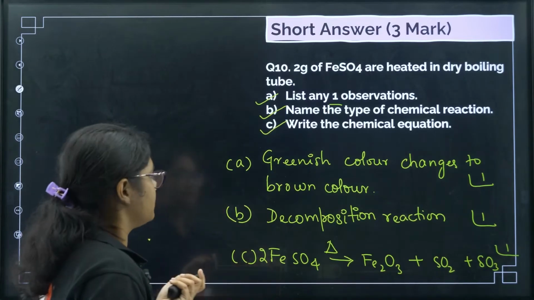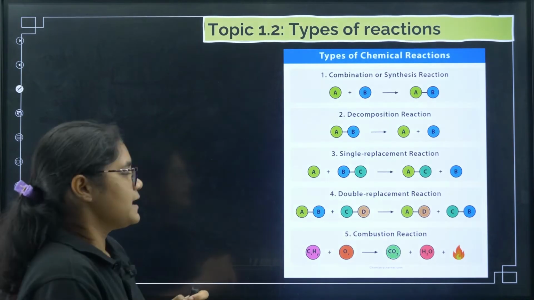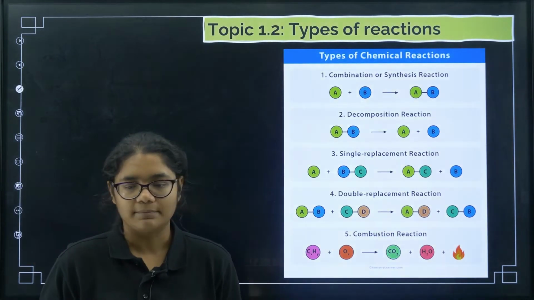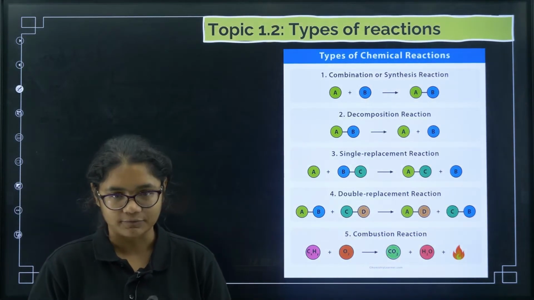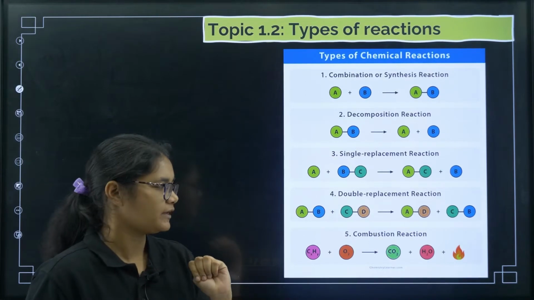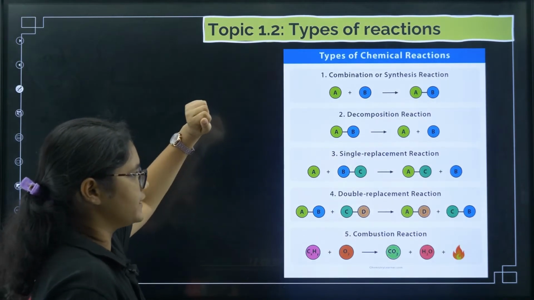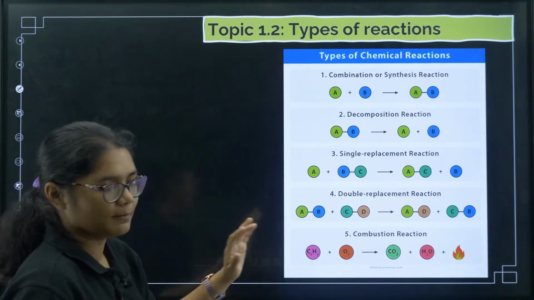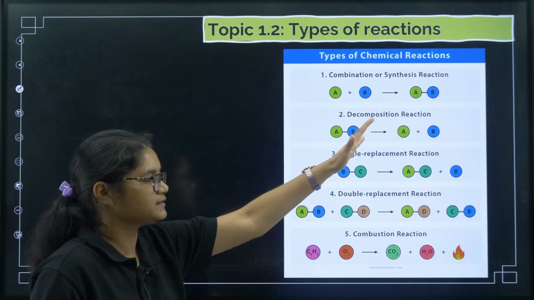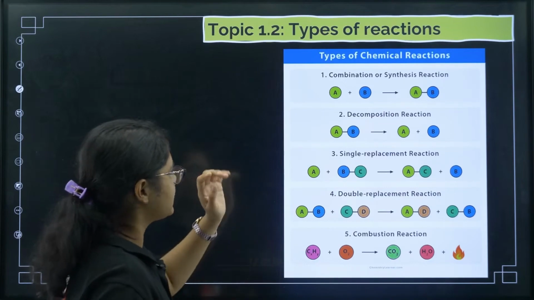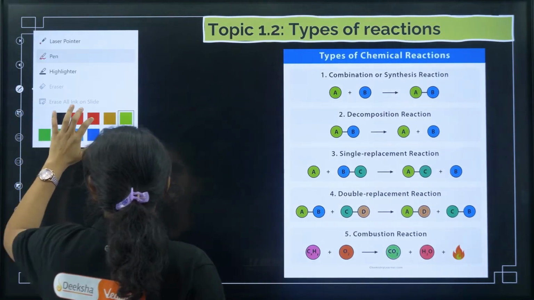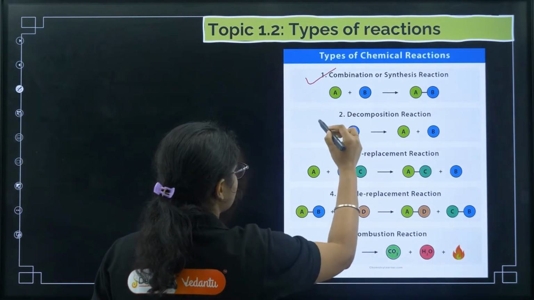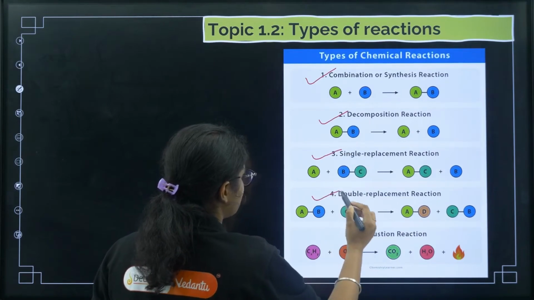Okay, fine. Next we'll go to the second part of the chapter, that is types of reaction. There are basically 4 types of reaction, that is combination reaction, decomposition, single replacement, double replacement and combustion. Combustion is again a type, you can say, of combination only, but the major types of reactions are combination, decomposition, single displacement, double displacement.